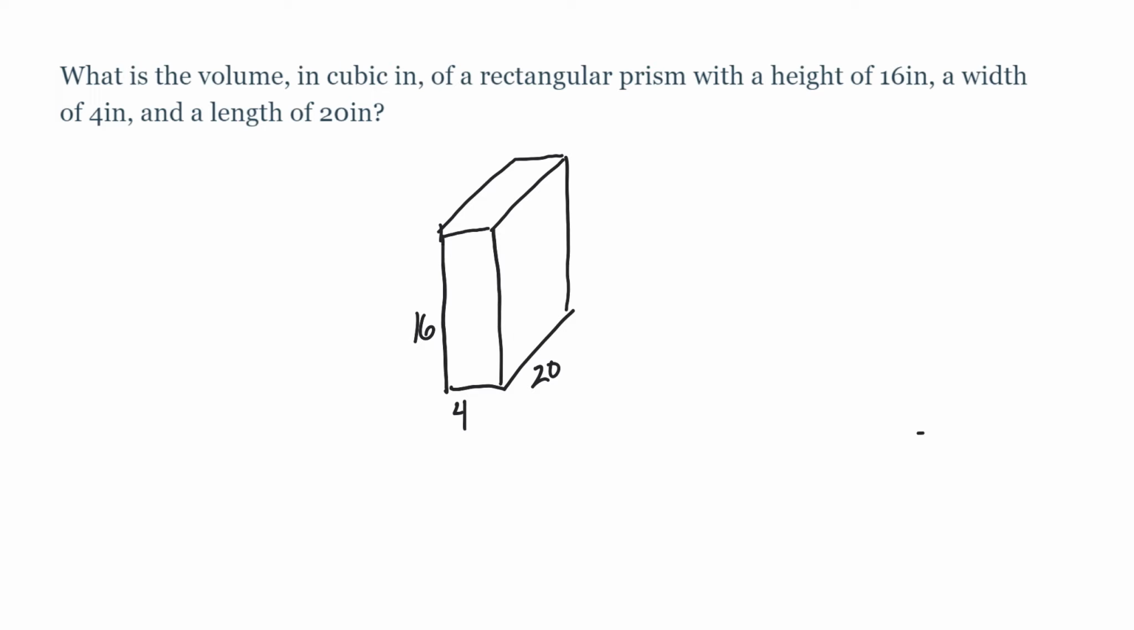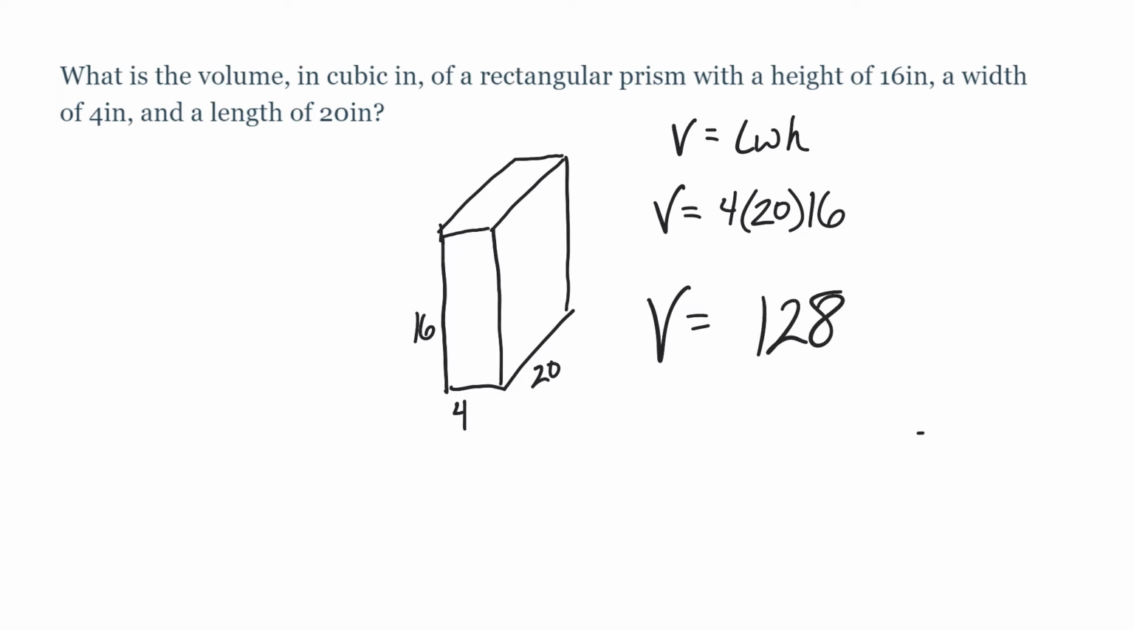Well, our volume formula for a prism, a volume formula for anything, is the base area times the height. Now, since this is a rectangular prism, all we have to do is length times width times height. So in this case, we would have 4 times 20 times 16. So the volume of this object would be 1280, and we are measuring in inches.